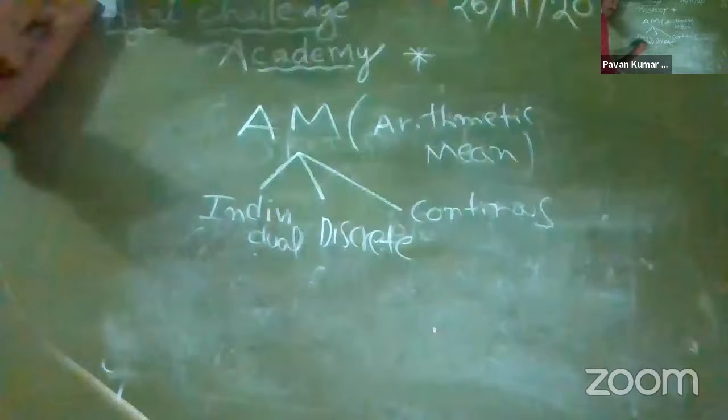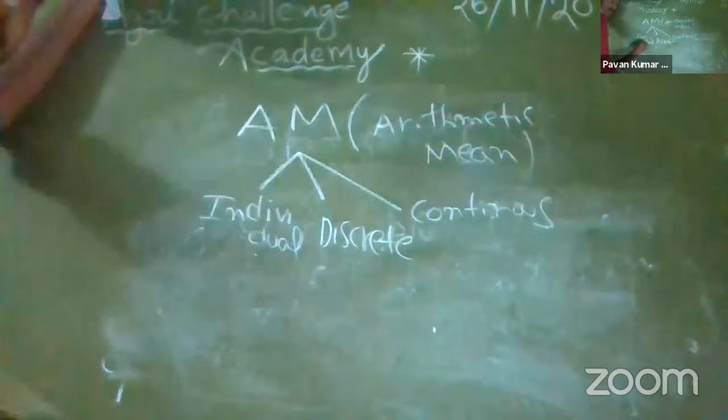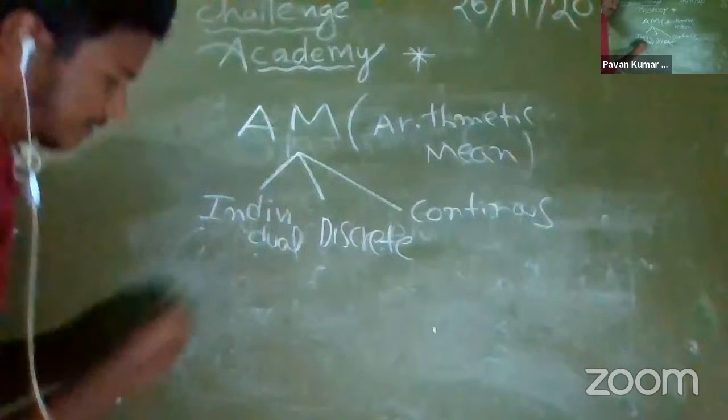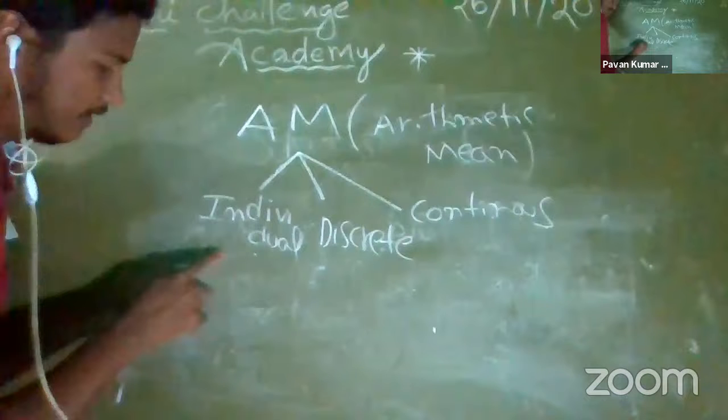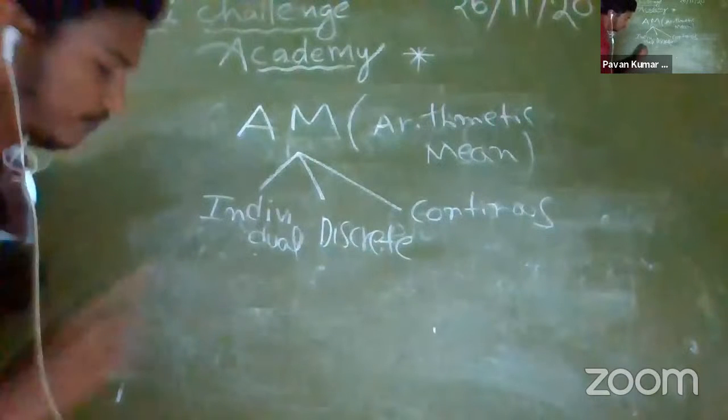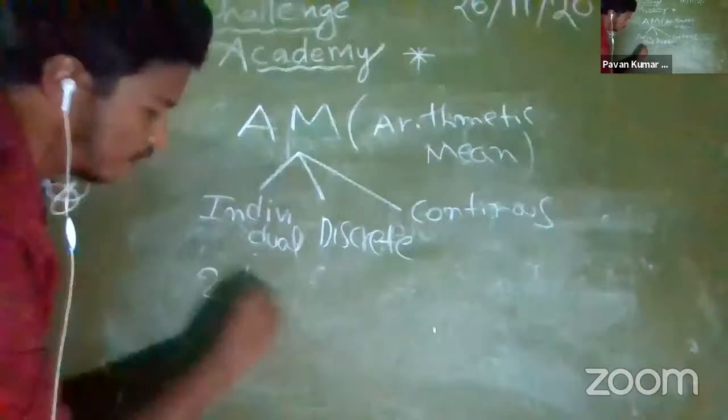First we will understand about this, later we will calculate the arithmetic mean. First, individual data means data where each observation has frequency 1, like 2, 4, 6, 8. Each observation's frequency is 1, meaning no repetition occurs in this data. That is called individual data.